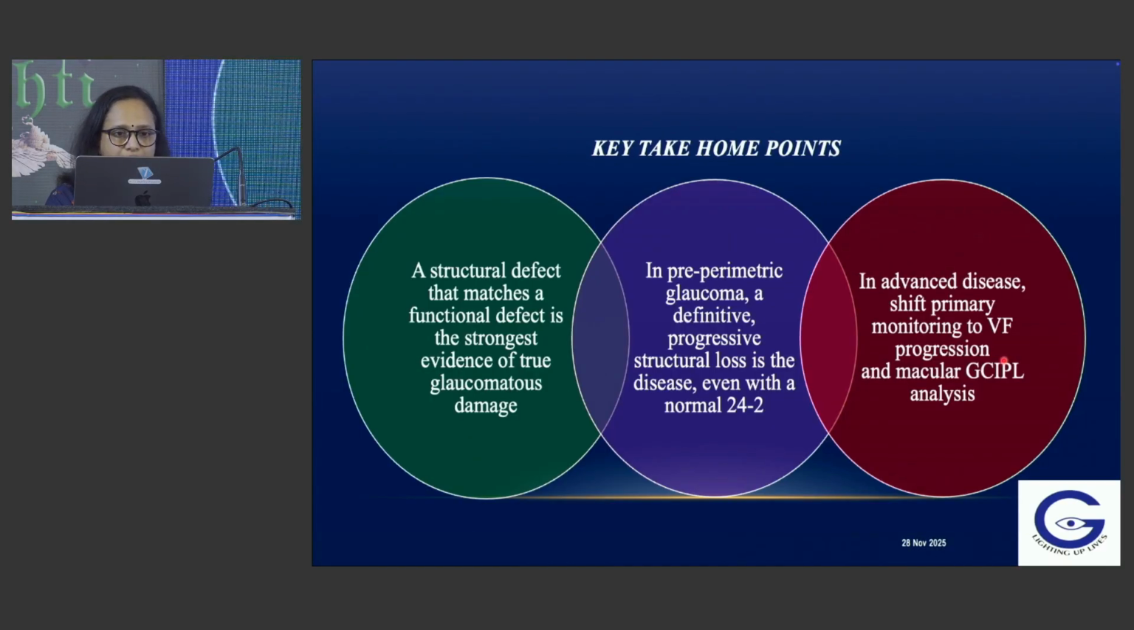So to conclude, a structural defect that matches a functional defect is the strongest evidence of true glaucomatous damage. In preperimetric glaucoma, a definitive progressive structural loss is the disease even with a normal perimetry. In advanced disease, shift the primary monitoring to visual field progression and macular GCIPL analysis. Thank you.